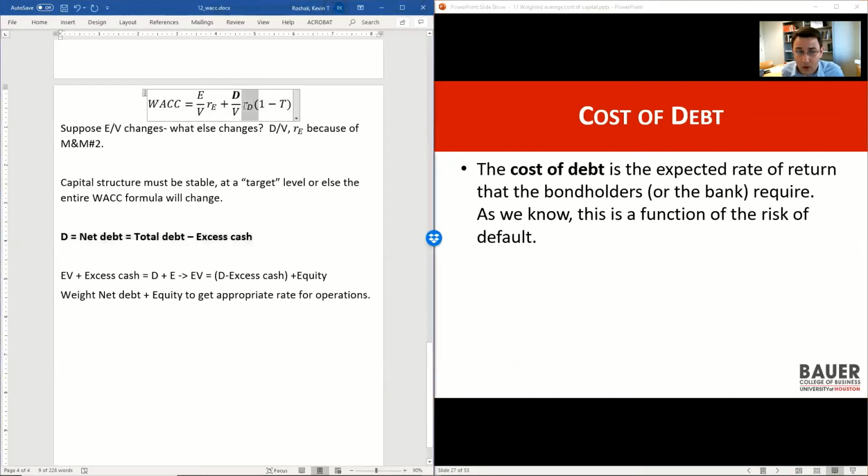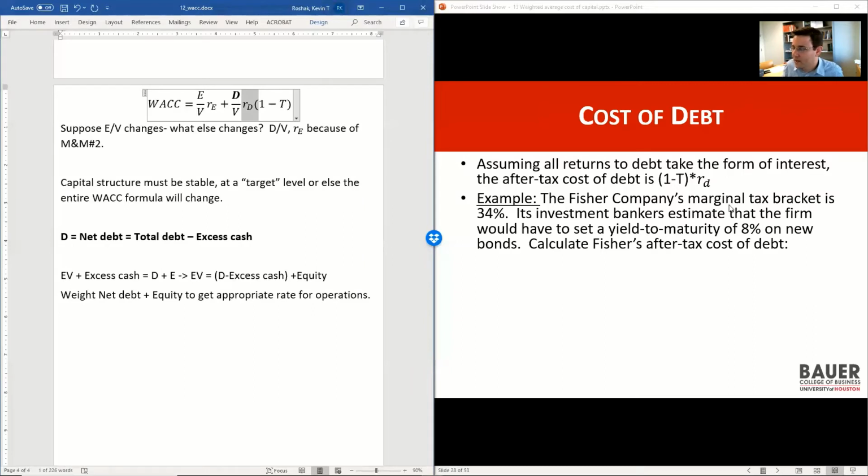Next, I want to think a little bit more about this RD, the cost of debt. We said that that's what the bondholders require. Now, if you think about our lecture on bonds, we know that the bondholders are pricing in risk of default. So their return is partially a function of default. So we need to think about that a little bit.